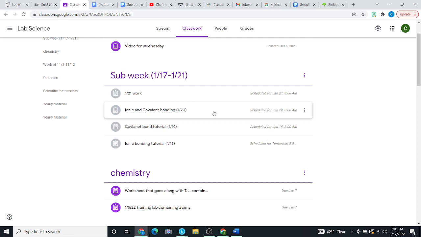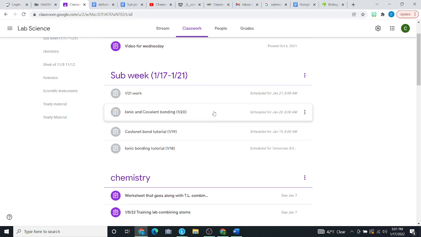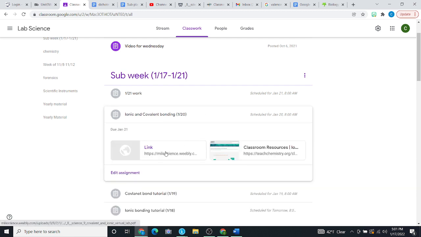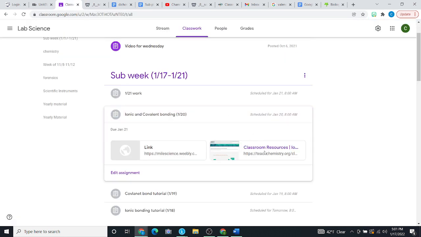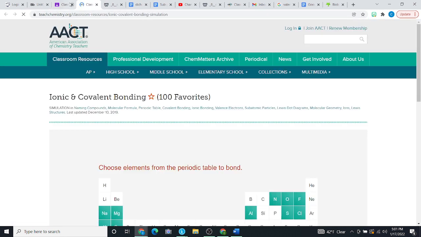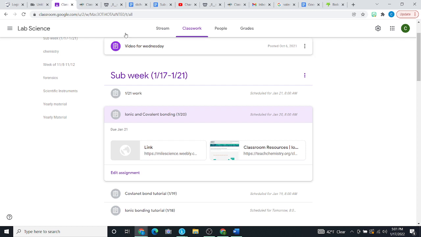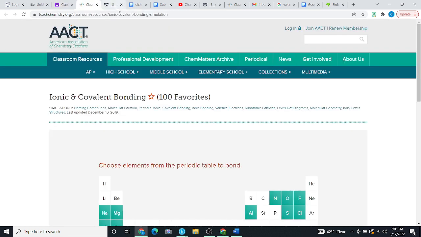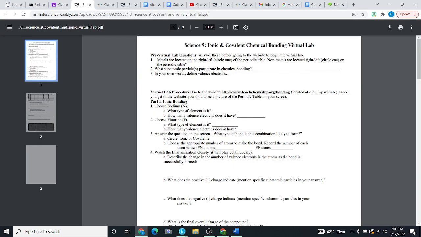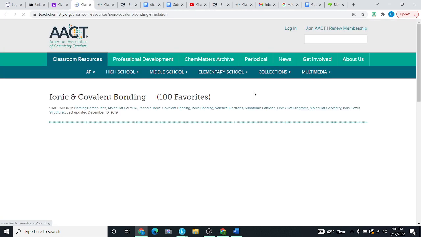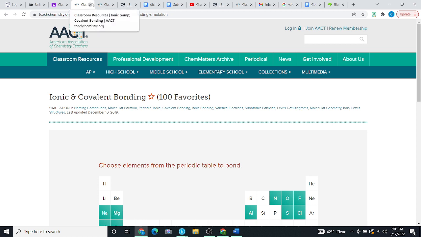We are going to look at ionic and covalent bonding together. And so here's the link to the worksheet. Now you guys will have this printed out. Let me go to the website. You can get to the website through there, or go to the link, or you can click on it from there. Either way, it doesn't matter.